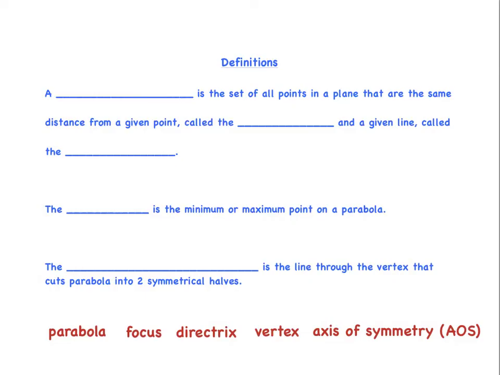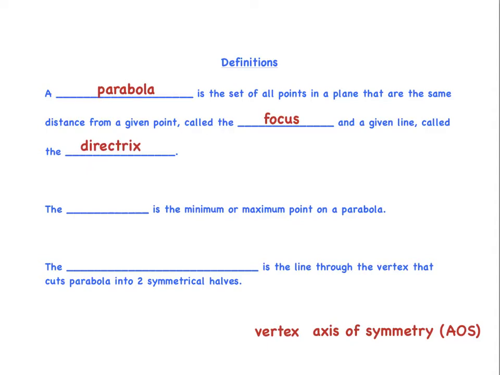First, let's go over some definitions. A parabola is the set of all points in a plane that are the same distance from a given point, called the focus. And they are also the same distance from a given line, called the directrix. In this video, we will not be discussing the focus or the directrix. That will be for another video.